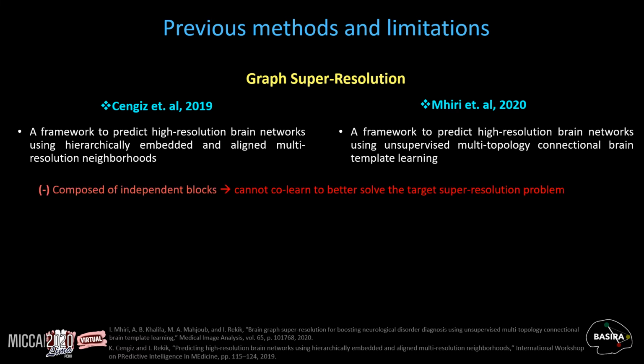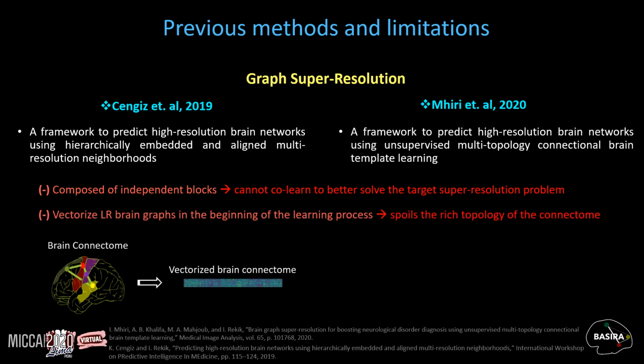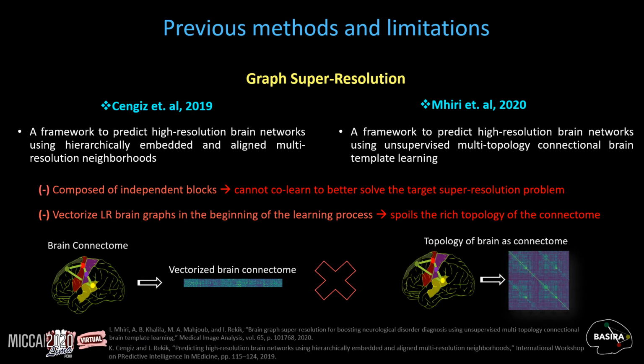However, both of these works are dichotomized. They are composed of independent blocks, which means they cannot co-learn to better solve the target super-resolution problem. Besides, they both vectorize low-resolution brain graphs in the beginning of the learning process, thereby spoiling the rich topology of the connectome.